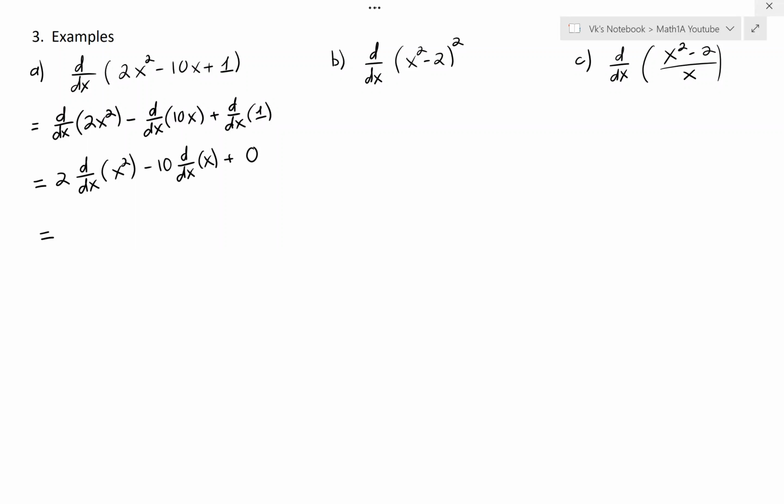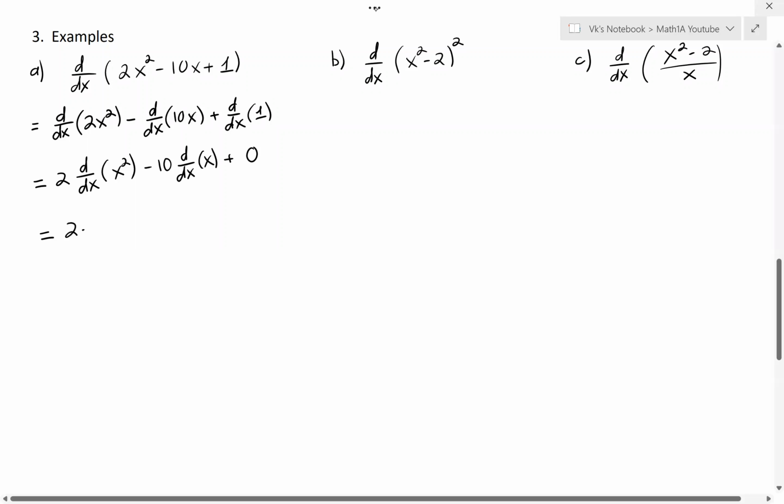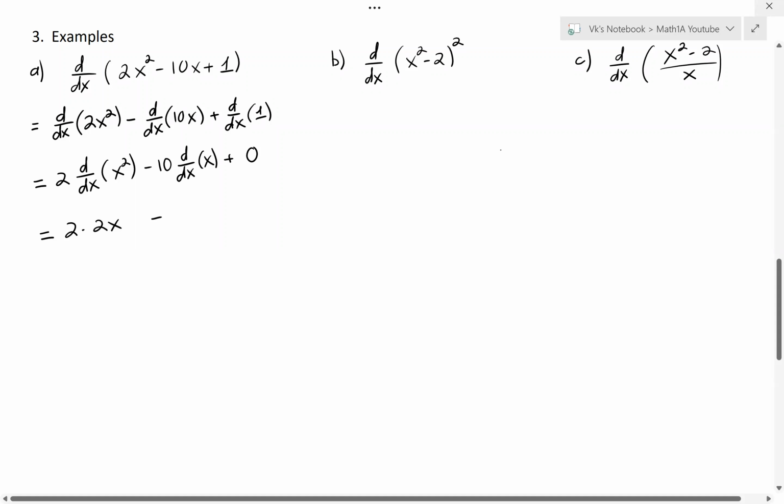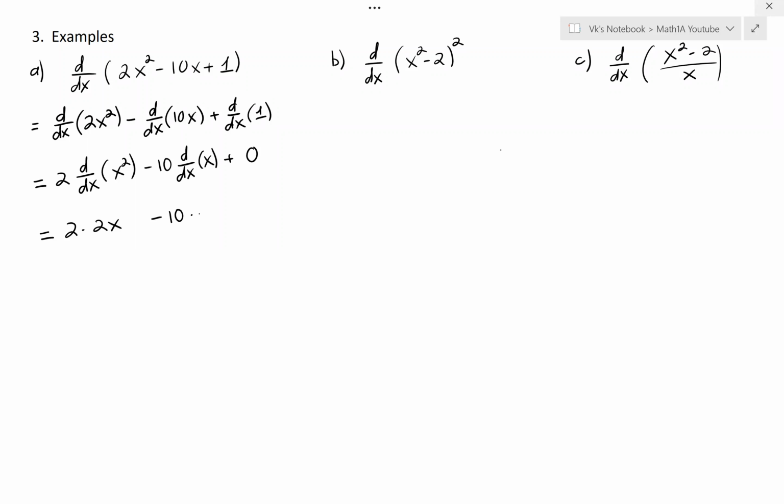Derivative of x squared, use the power rule. So that would be 2x. Derivative of x, use the power rule, and we have 1. So we get 4x minus 10.